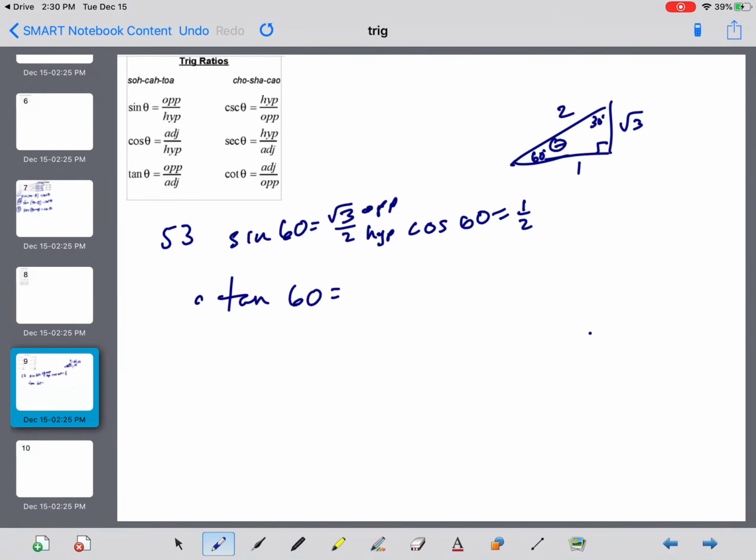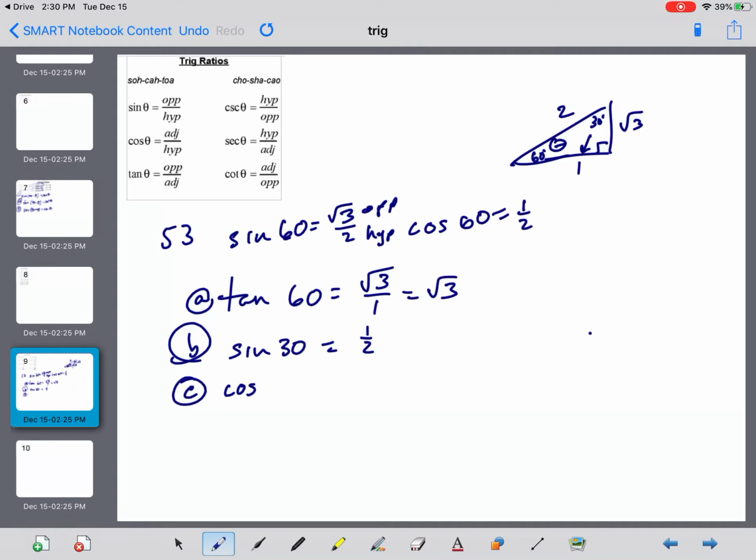For part A, you're asked for the tangent from the 60. Tangent from the 60 is going to be opposite over adjacent, so it's square root of 3 over 1, or just square root of 3. For part B, you're asked to do sine 30. So now we're looking at the other angle. From the 30-degree angle, the opposite is the 1, and then the hypotenuse is a 2. For part C, you were asked for cosine from the 30. From the 30, the adjacent is the square root of 3 over 2, because you're working from the 30-degree angle.